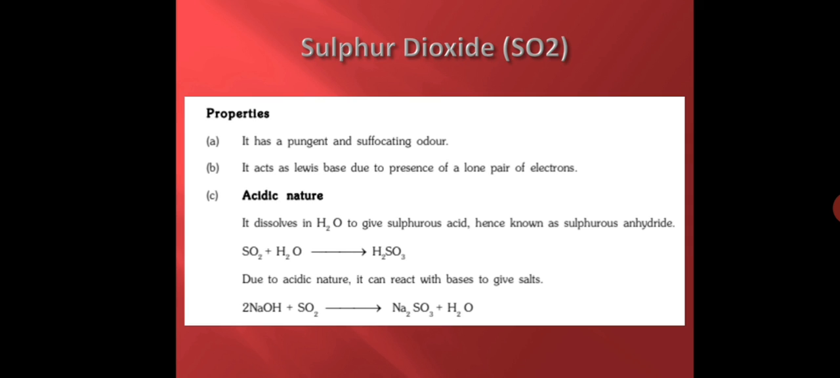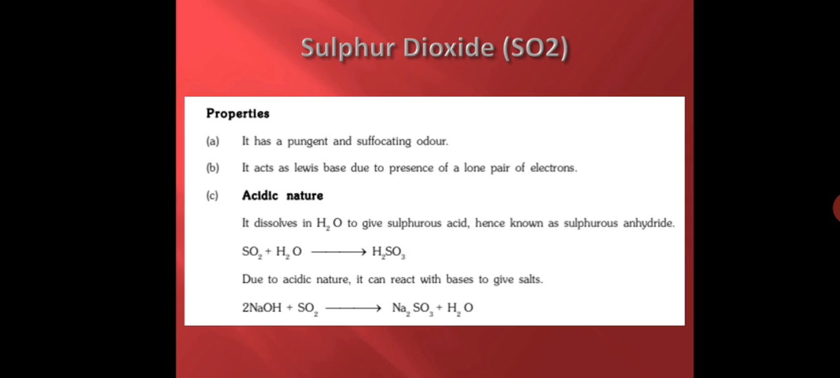Now, sulfur dioxide gas has a pungent, suffocating odor. It is a colorless gas. It acts as a Lewis base due to the presence of a lone pair of electrons. Already we know that the structure of sulfur dioxide is a resonance hybrid of two canonical structures. The molecule is bent, having sp2 hybridization, and it has a lone pair. Now this lone pair is responsible for the Lewis base character.